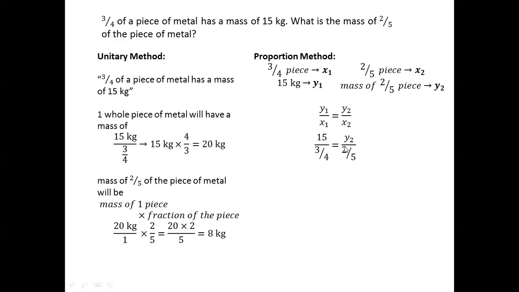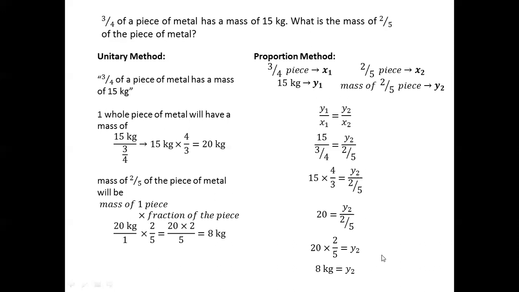So for this one, let's simplify this one by one. Let's focus first on this fraction over here on the left side of the equation. Again, to simplify this, we have 15 multiplied by the reciprocal of the denominator, which is 4/3. 15 times 4 is 60, divided by 3 is 20. We now have this. Next, we multiply 20 by this fraction, 2/5. And finally, giving us 8 kilograms. So whichever method you want to use, you will still arrive to the same answer.